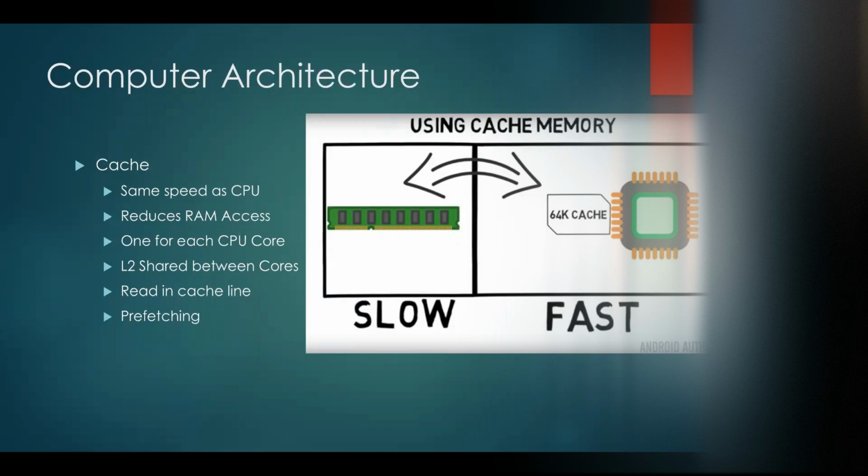So the idea is each CPU core has its own cache, but in order to be able to share this fast memory, or data stored in this fast memory, between different cores, we also have the L2 cache.